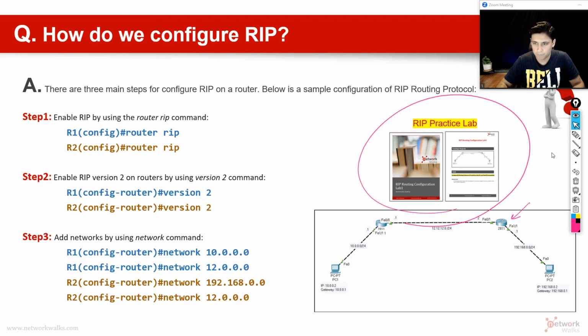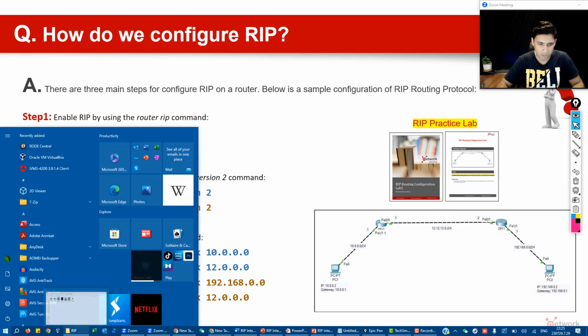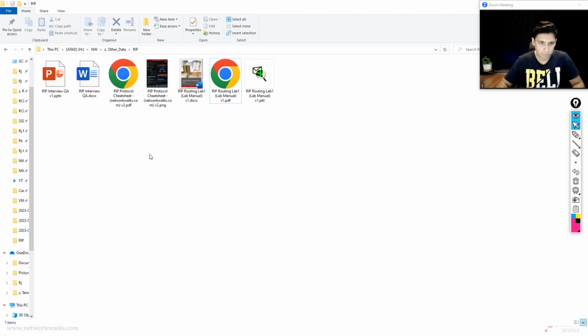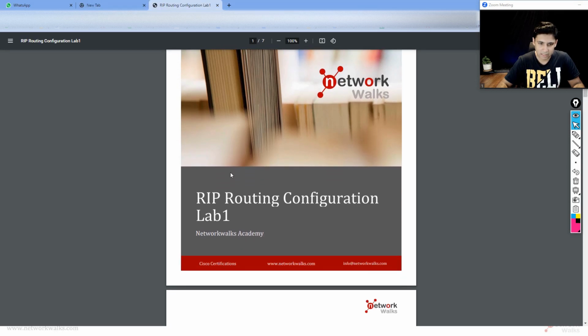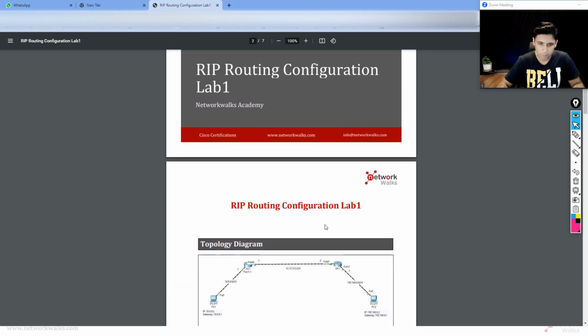Let me show you the lab which I have prepared for you guys, and there is a specific lecture for the lab as well which I have shared with you already. So please go to this playlist and you will find it over there. There are two files of this RIP routing lab. This is lab 1. There are many labs which I prepared for you already. Here we can see that this is the RIP routing configuration lab PDF.